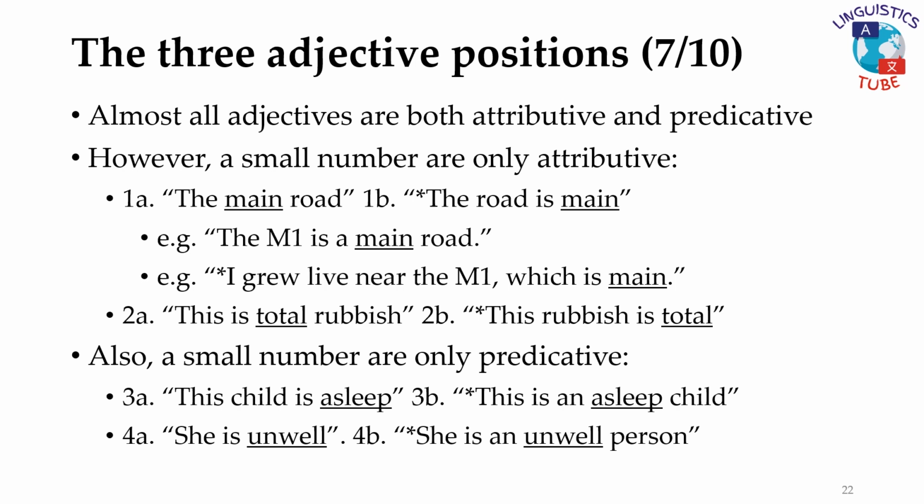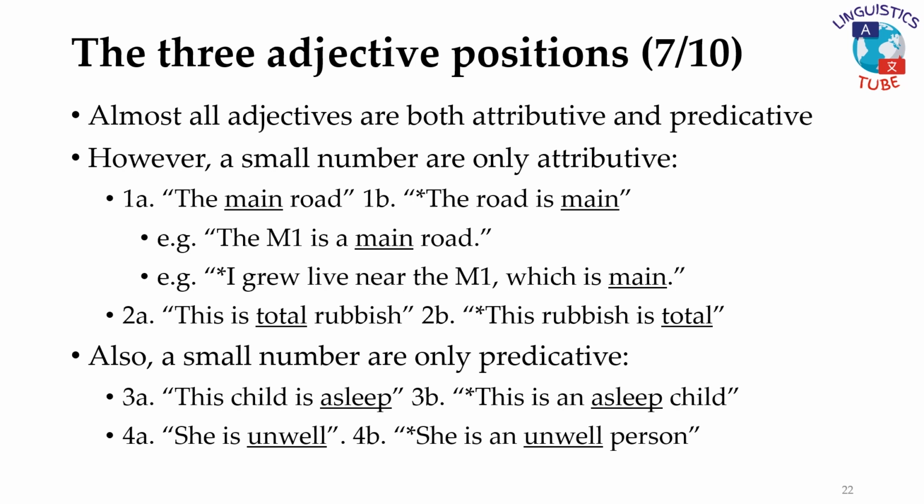Here is a specific example. In the UK, the highways are called motorways, and they are given numbers. The M1 was the first to be built, and it is very close to where I was born and grew up. So, I can definitely say that the M1 is a main road, but I definitely cannot say, I live near the M1, which is main. Thus, main cannot be predicative.